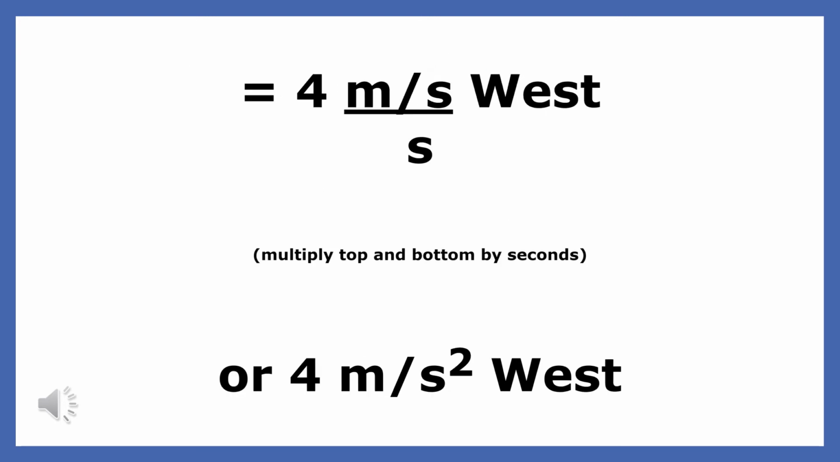Let's take a closer look at the units in this answer. Physicists don't actually use meters per second. Instead, they multiply the numerator and denominator by seconds. The units now become meters per second squared.